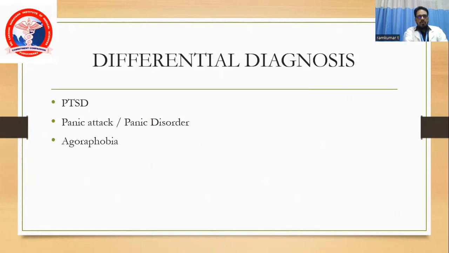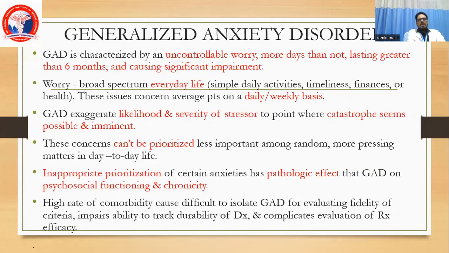Differential diagnosis: post-traumatic stress disorder, panic attack or panic disorder, agoraphobia. Generalized anxiety disorder, GAD, is characterized by uncontrolled worry, more days than not, lasting for more than 6 months and causing significant impairment.